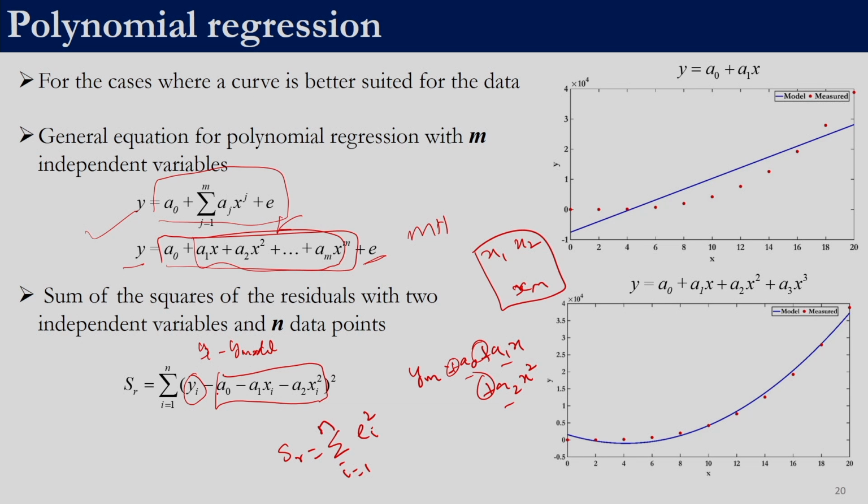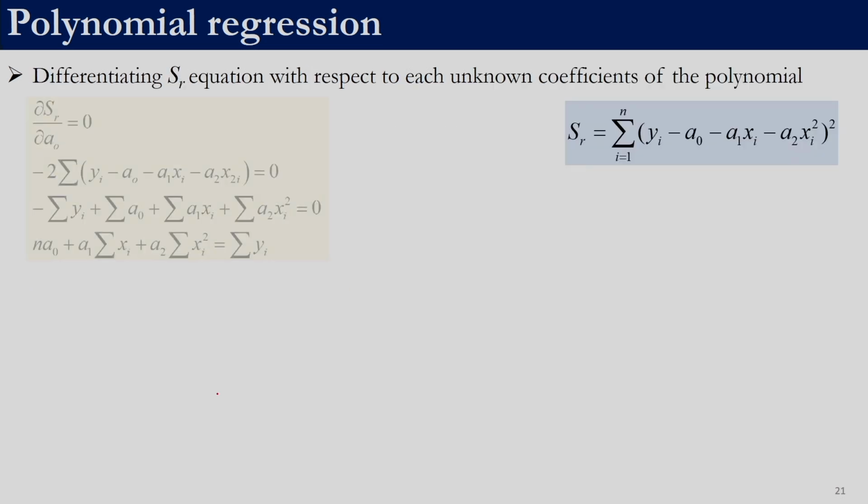For the sake of completeness we will do it, but otherwise you should be able to do it by yourself. We again need to apply the stationary points: ∂SR/∂a0 equal to 0, ∂SR/∂a1 equal to 0 and ∂SR/∂a2 equal to 0. So, for ∂SR/∂a1 equal to 0, the same thing, 2 times this x, and for a2, x square, 2 times this expression. When we differentiate minus a0 with respect to a0, we get a minus sign.